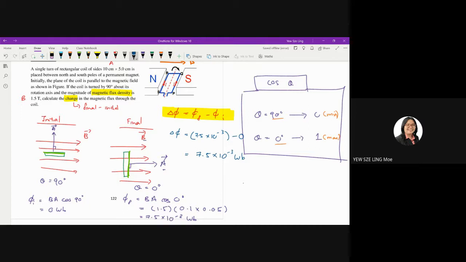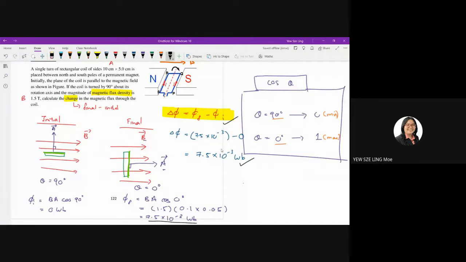In the exam, if you leave it at phi final, then 1 or 2 marks will be deducted. Sometimes this step you will get 1 mark, and then your final answer with correct value, you need 1 mark. So if you stop at phi final, even though the final answer is still 7.5 times 10 to the power of negative 3, you are not done answering the question, so the marks for the final answer will be deducted.